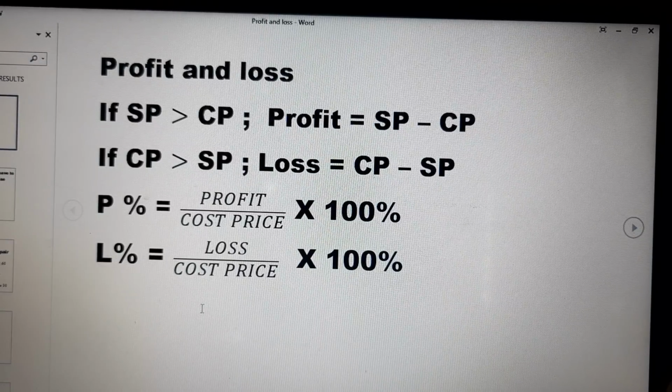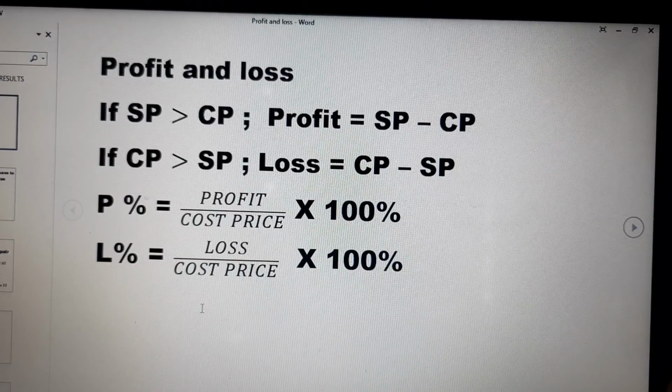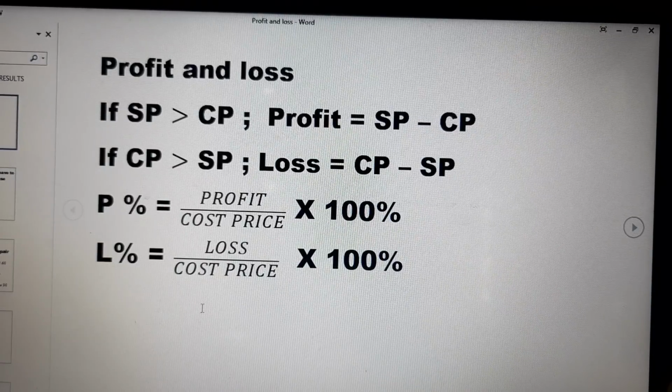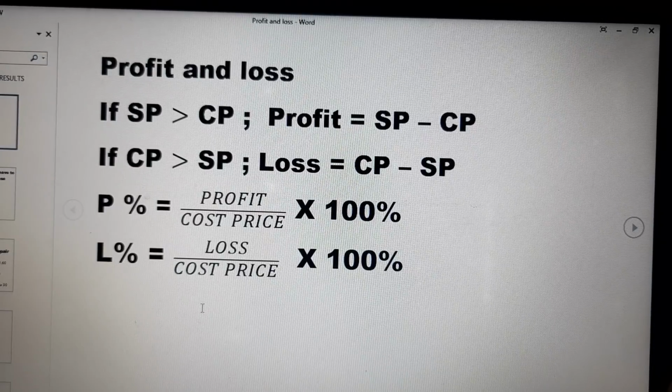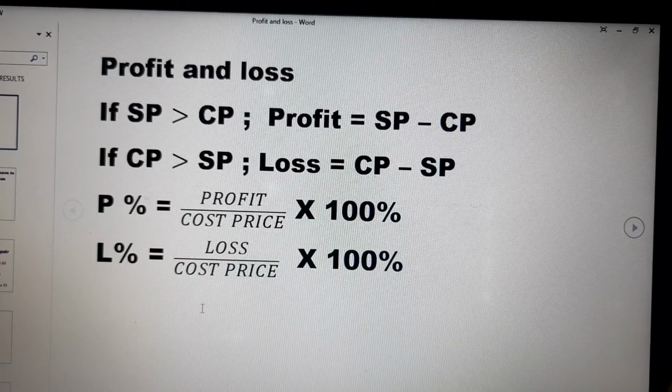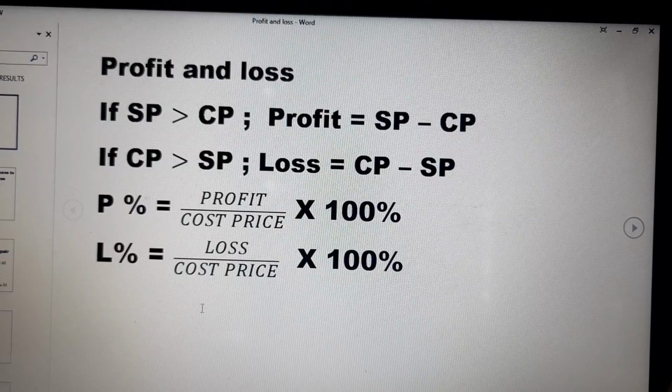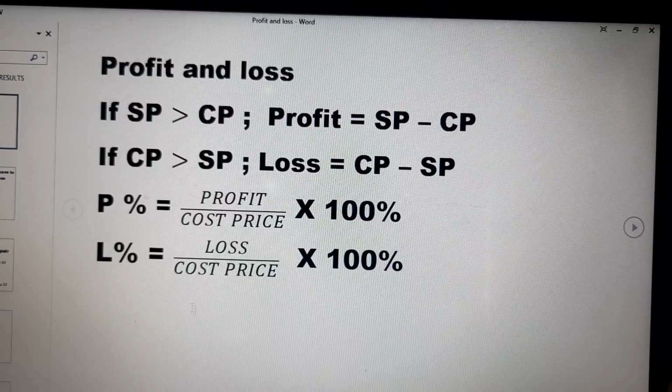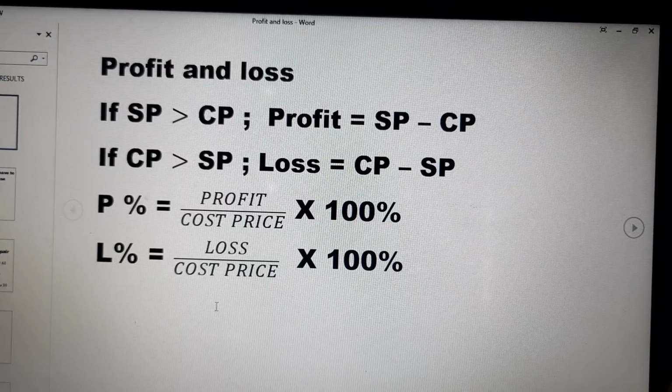If selling price is greater than cost price, then we earn a profit. That's why profit is equal to selling price minus cost price. And if cost price is greater than selling price, meaning we have purchased something at a greater price and we are selling it at a lesser price, then we suffer a loss, which is equal to cost price minus selling price. Clear?